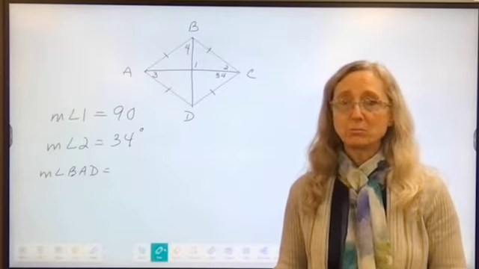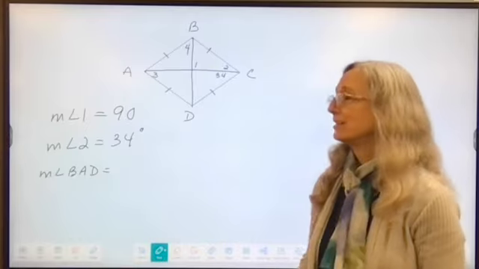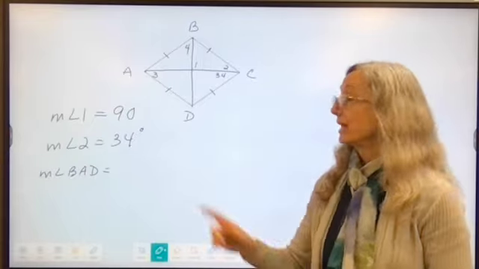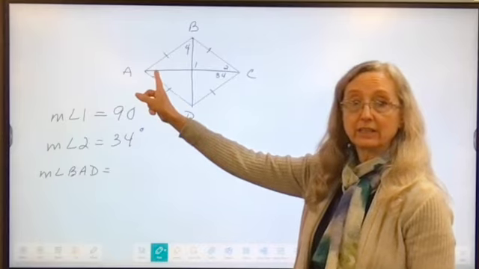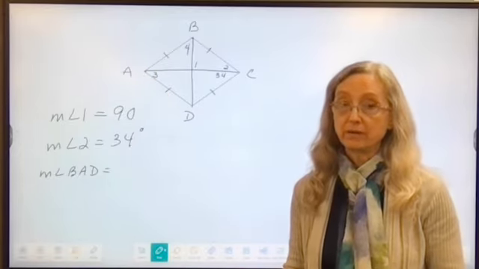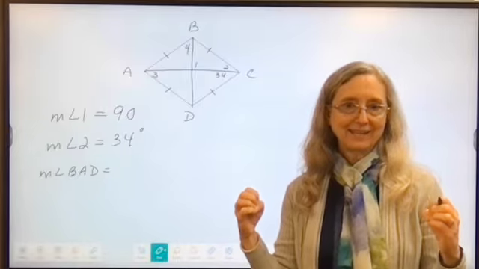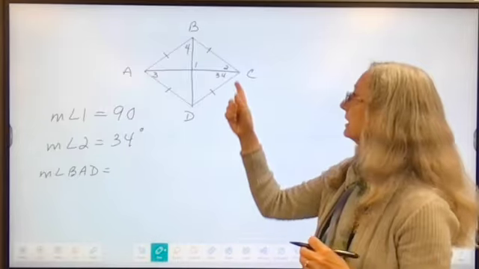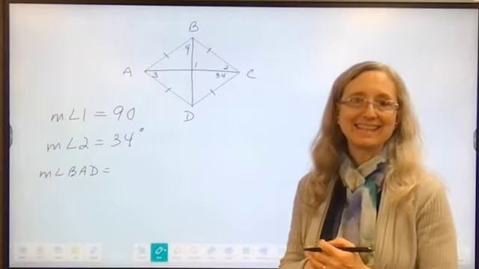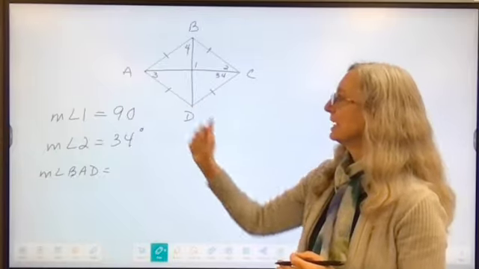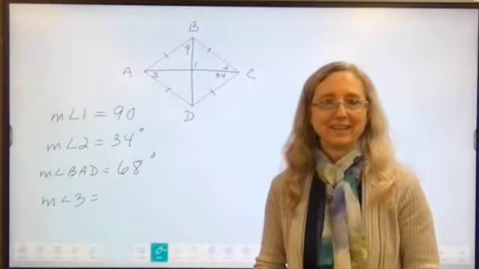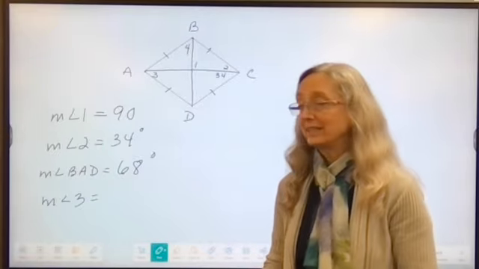Okay, I added a few more markings to my diagram because I want to find the measure of angle BAD. So that's the large angle here. Remember, this is a parallelogram. A rhombus is a type of parallelogram, so opposite angles are congruent. Since this is 34 and this is 34, angle BCD is 68, so across from that, BAD would also have to be 68 degrees.